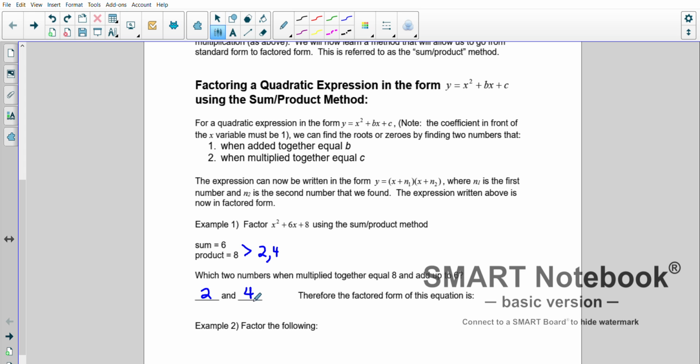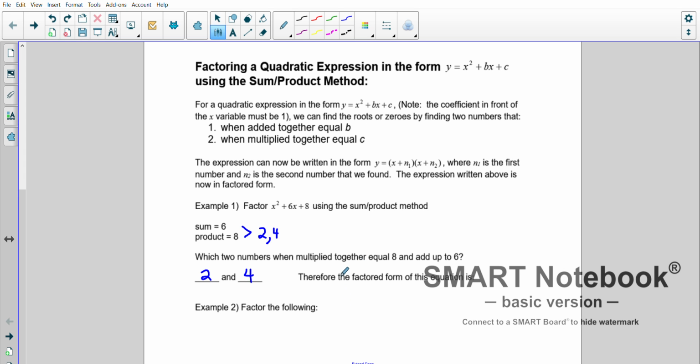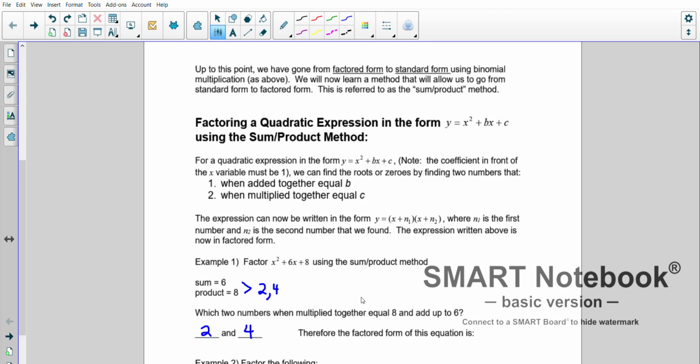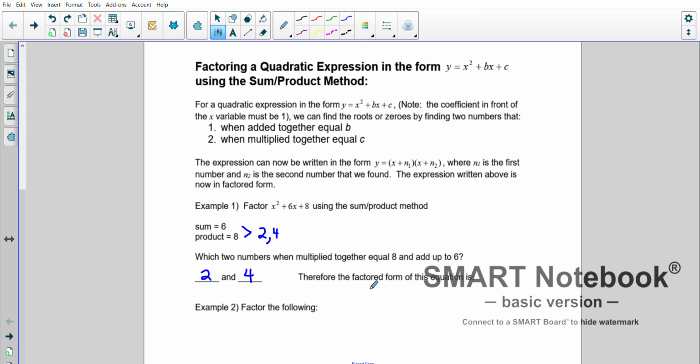And that's really the hardest part of the question, because once you get to that, you just get to go straight to the answer. So the factored form version is this. It's just going to be x plus 2, and x plus 4. You just put in those numbers. And that's it. I'm now in factored form. And if I wanted to go ahead and graph this and learn more about this parabola, I would know that the zeros are -2 and -4. I could average them, find the vertex, etc.